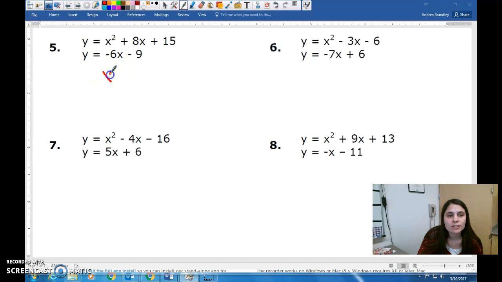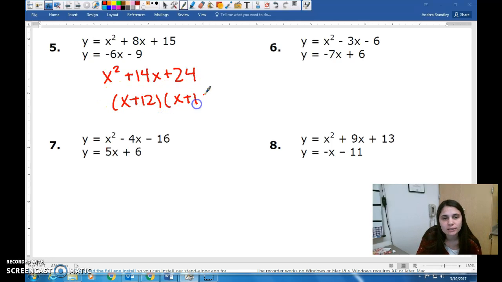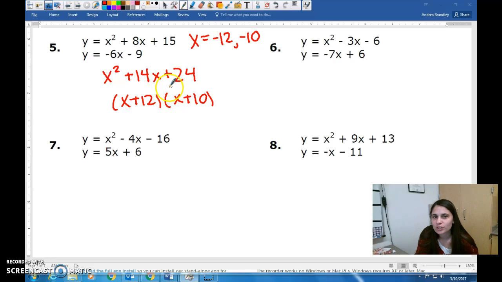So this one, once I get everything on one side, I have x squared plus 14x plus 24, which factors to x plus 12 times x plus 10. So x equals negative 12 and negative 10. And I don't expect you to be following my math. I'm just getting the answers so that you can try it and then check your answers. So then y is equal to negative 12 times negative 6 is 72. 72 minus 9 is 63.